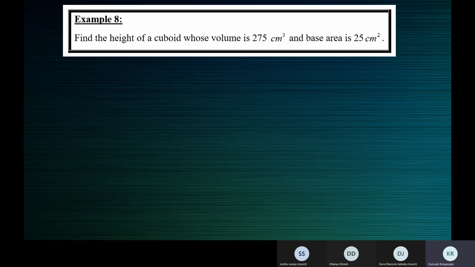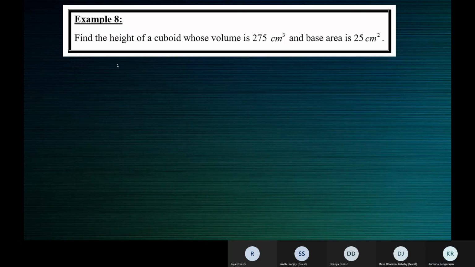All right, children. So we finished exercise 11.3. This is exercise 11.4, Example 8. Find the height of a cuboid whose volume is 275 centimeter cube and base area is 25 centimeter square.